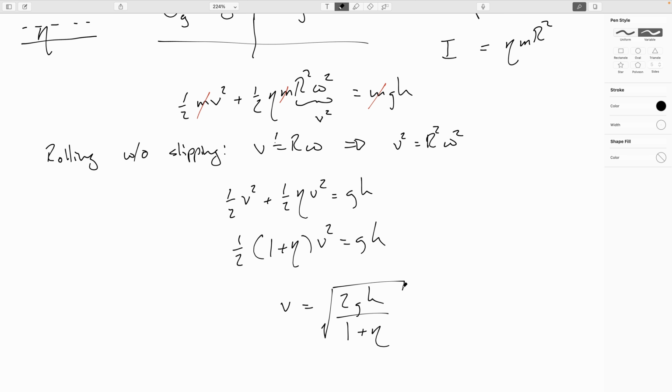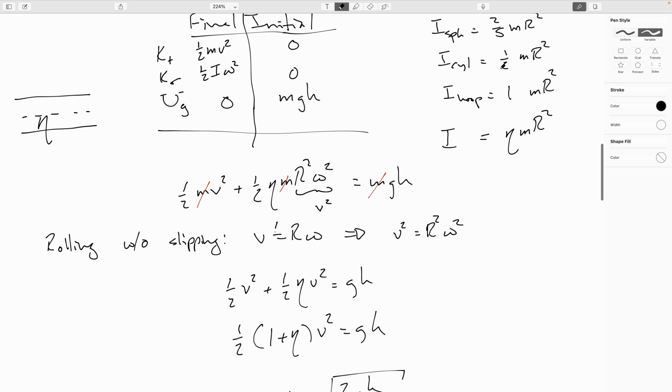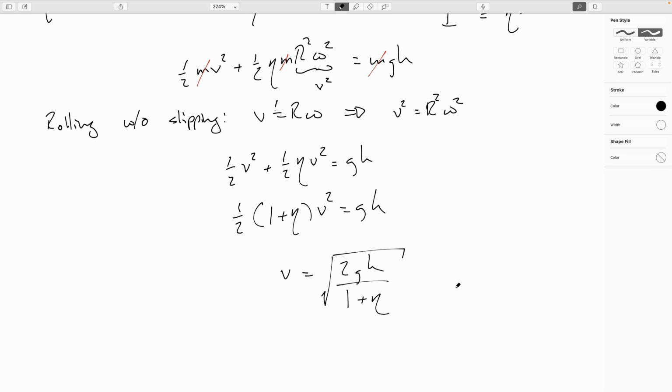All right, so then we can figure this out. Whatever gives me the smallest denominator will give me the biggest final speed. So if I take a look at my list here, 2/5 is smaller than 1/2 is smaller than 1. So this means my winner is the one where eta equals 2/5, and that's our sphere. And our loser is the one where eta is equal to 1, which is the hoop.